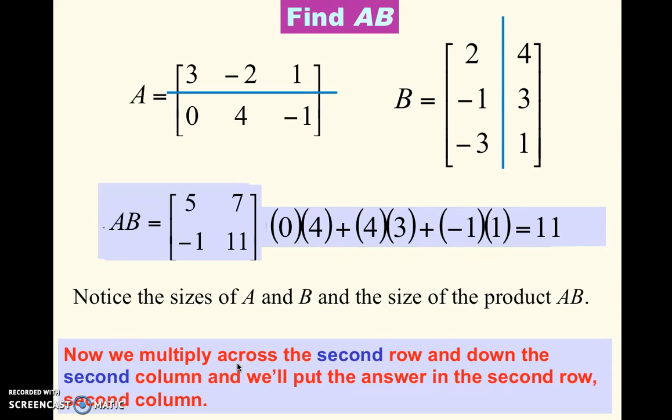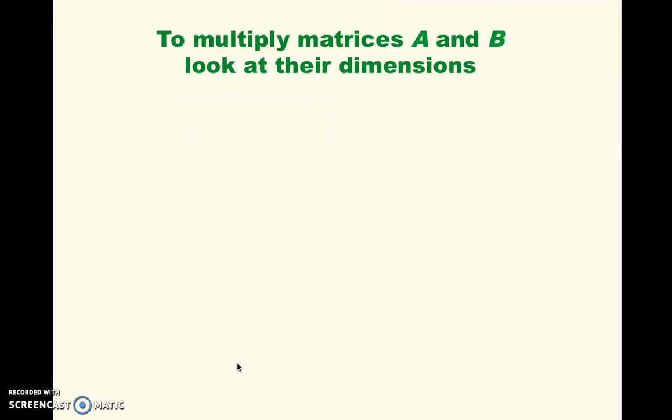Now notice the sizes of A and B and the size of the product of A and B. You'll see A is a 2 by 3 and B is a 3 by 2. So we've got 3 rows, 2 columns in B, 2 rows, 3 columns in A. Now, it's very important that we understand how to multiply matrices and whether we can multiply them or not. Okay, we need to look at their dimensions first of all.